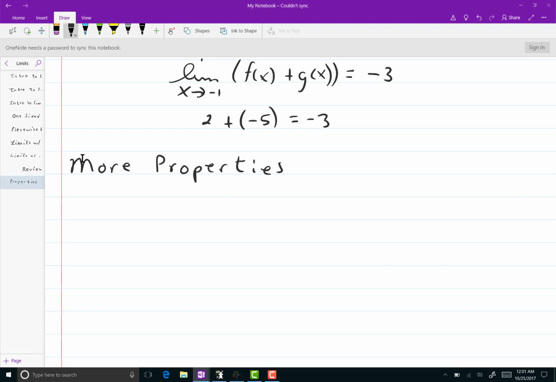Let's talk about some more. Basically, this is a very dry section, a lot of properties and some verifications of those properties. Later on, we'll get into more heavy stuff. If the limit as x goes to a of x to the n equals a to the n, where n is a positive integer.